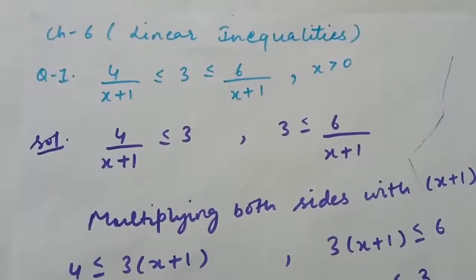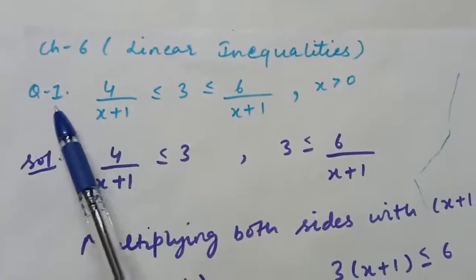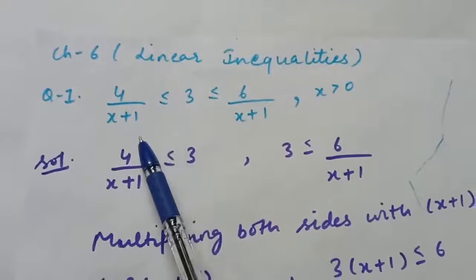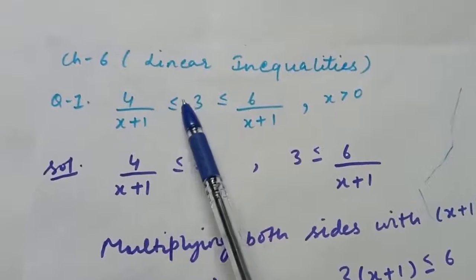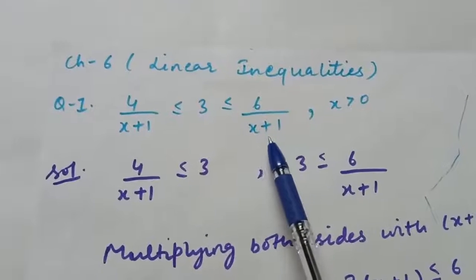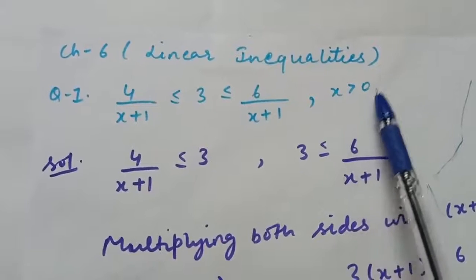Now we will discuss some questions of chapter 6, linear inequalities. So the first question is: solve this inequality given 4 upon x plus 1 less than or equal to 3 less than or equal to 6 upon x plus 1. And also it is given that x is greater than 0.